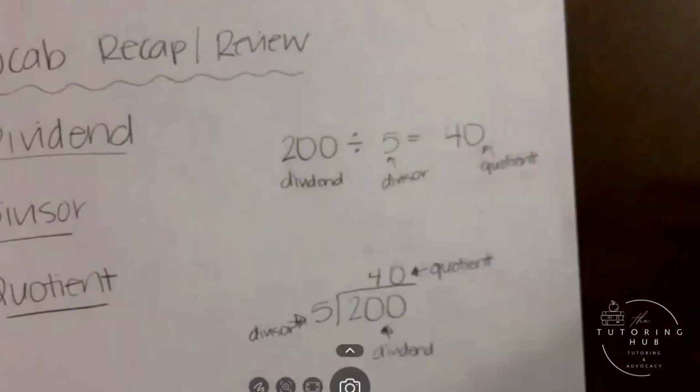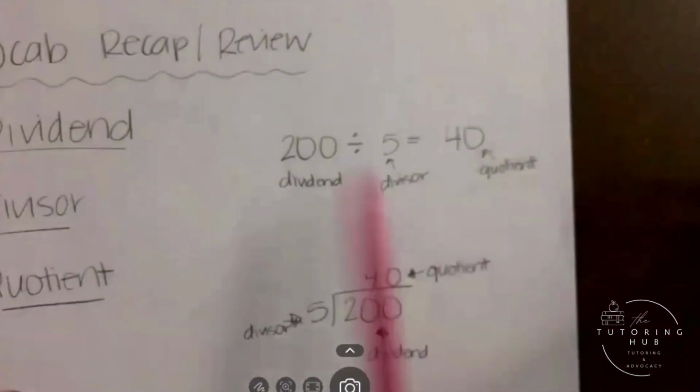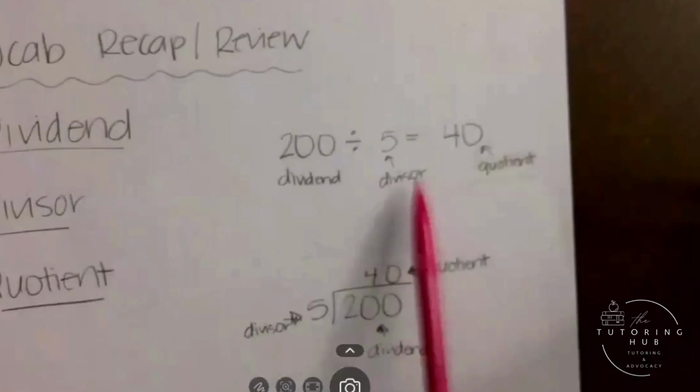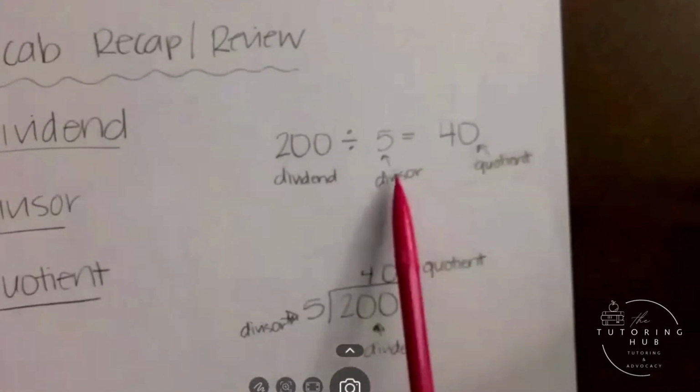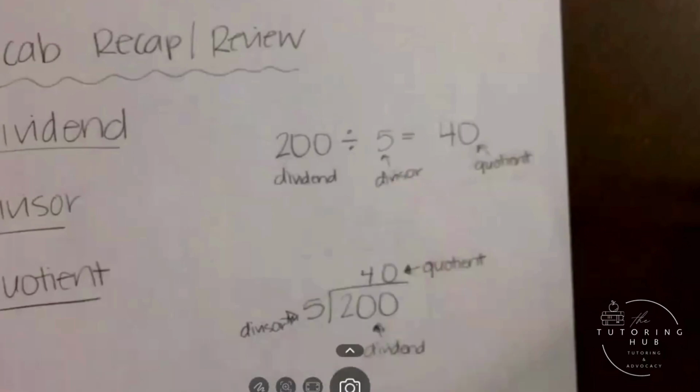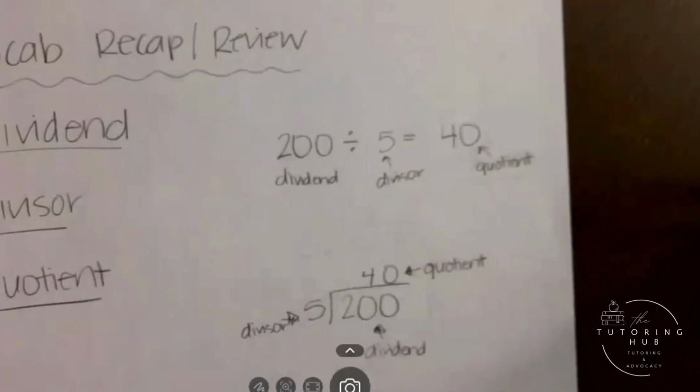So remember, the dividend is what we are dividing. The divisor is how many groups you're trying to have. And then the quotient is how many are in each group. Okay? Okay, that's the end of the vocab review.